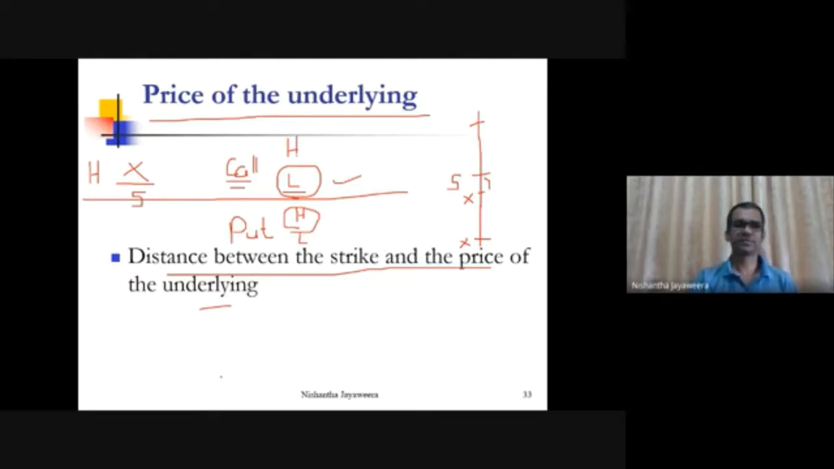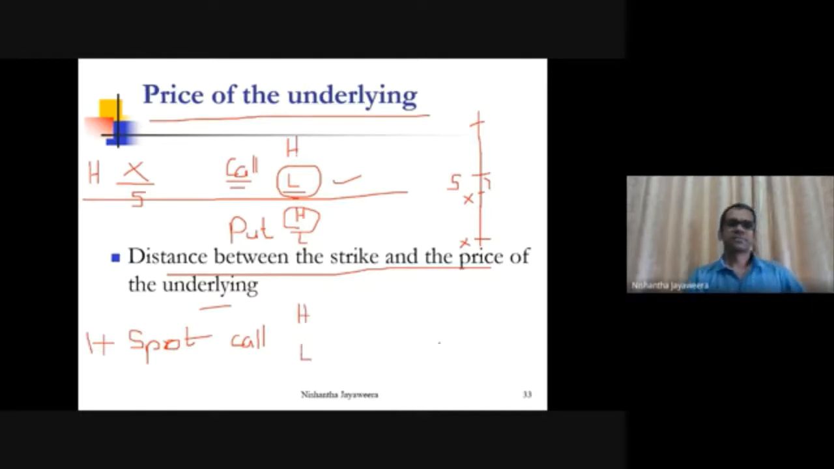So if we say high spot, then what would be the case? High spot, call premium, high or low? If the spot is high, like this, say we take x1, x2, which call option would have a higher premium? Option with strike x1 or option with strike x2?